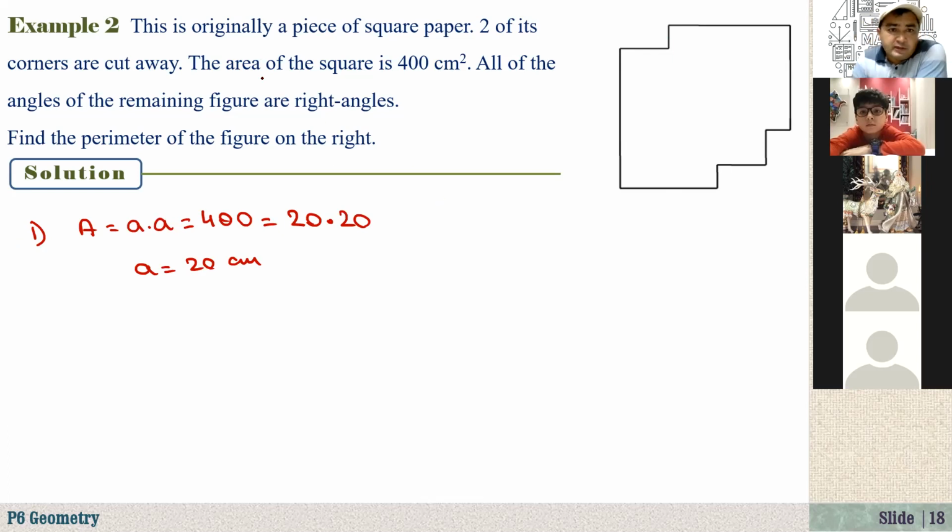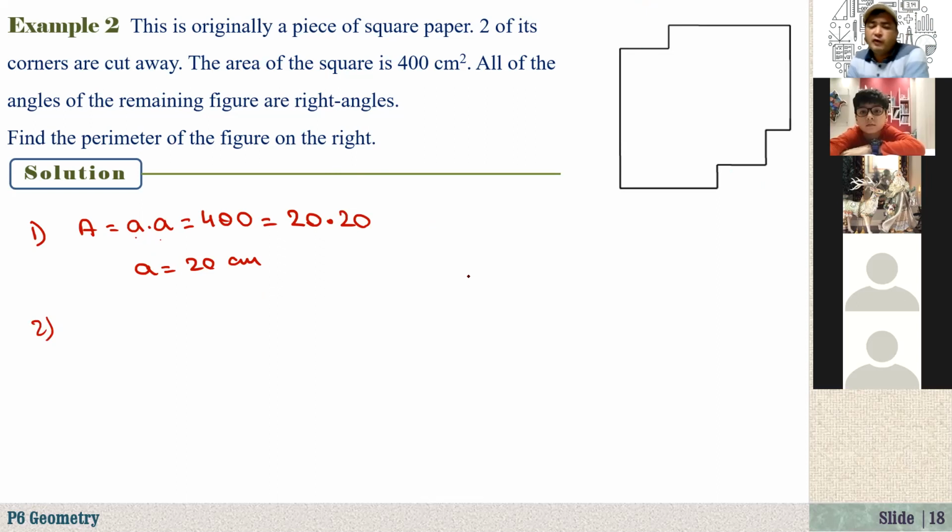In the question, it says that this is originally a piece of square paper. Two of its corners are cut away, right? As you see here, from here, we just cut away this, and also from the bottom. So that means that before we cut away, if the area of the square is 400 centimeters squared, so this area is side length times side length, that is 400. 400 is 20 times 20. So side length of the square must be 20.